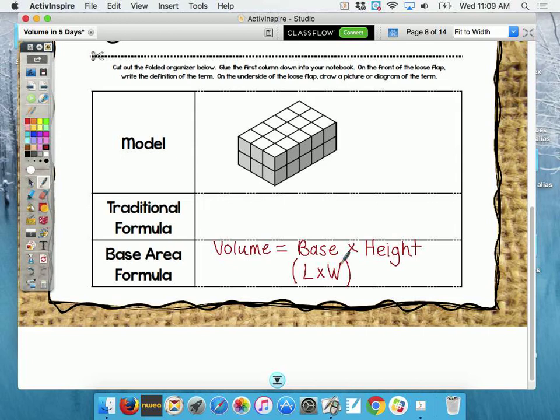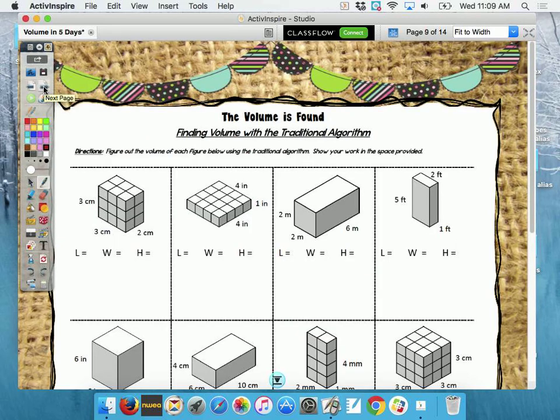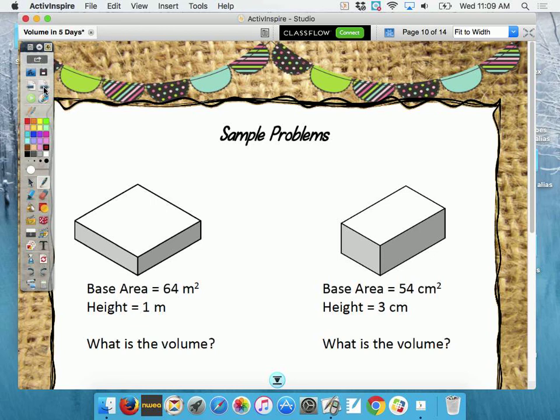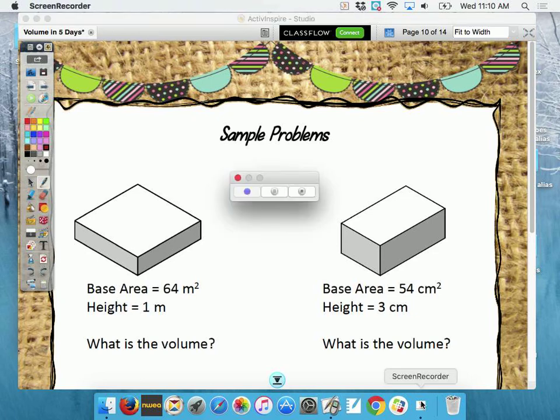Ella, can you get the door for me, please? Okay, so the paper we're going to practice today has sample problems on it. So I'm going to get those passed out. I'm going to pause it while we pass those out, okay? And then we'll continue with the lesson.